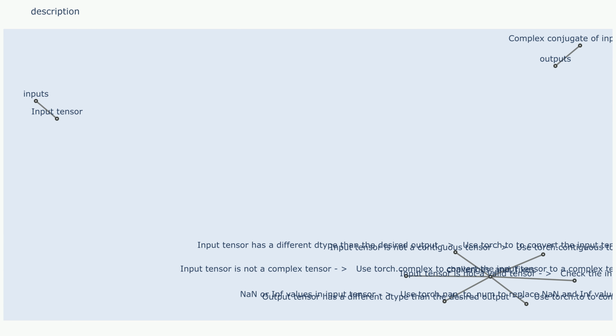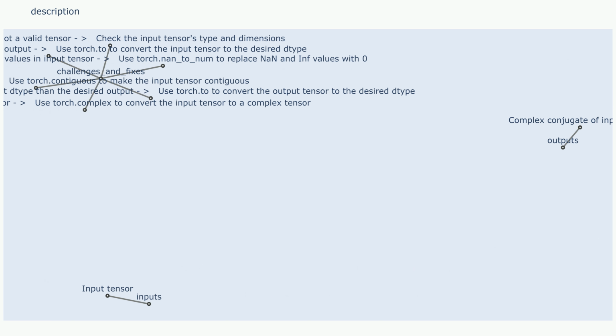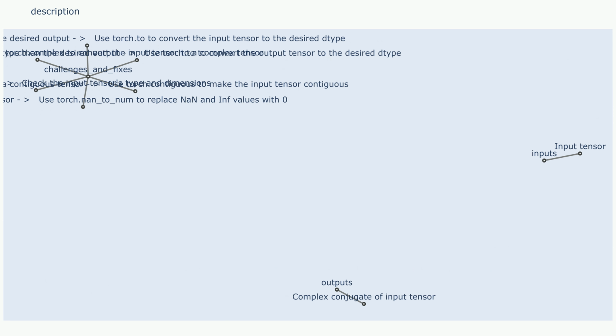Fixes to challenge 1. If the input tensor is known to contain only real numbers, it is recommended to use a different function for computing the conjugate, such as torch.conj. Challenge 2. If the input tensor is not a complex valued tensor, torch.conj_physical might raise an error.